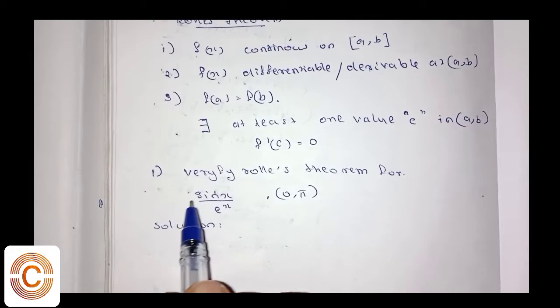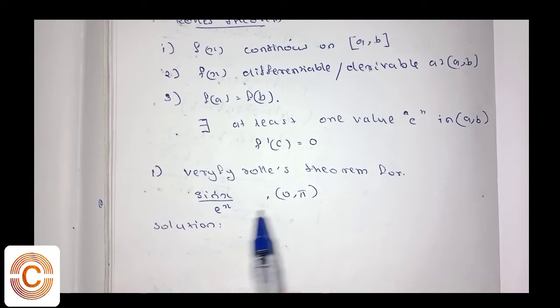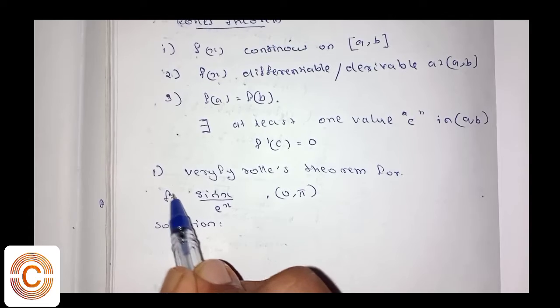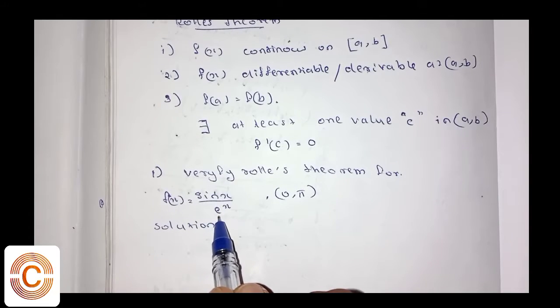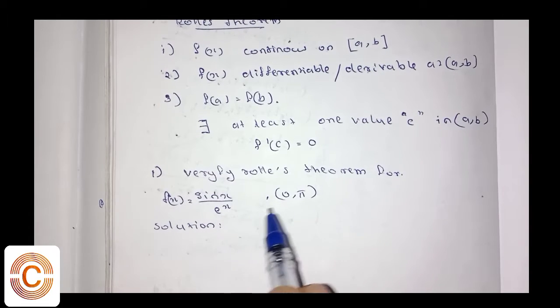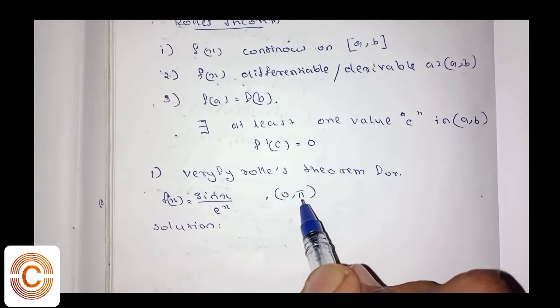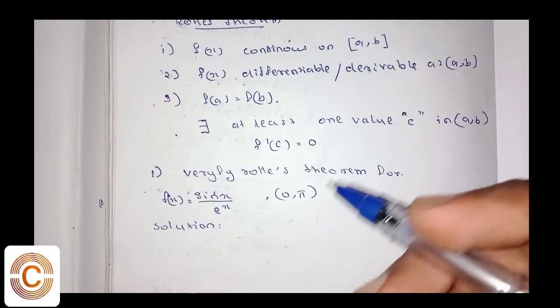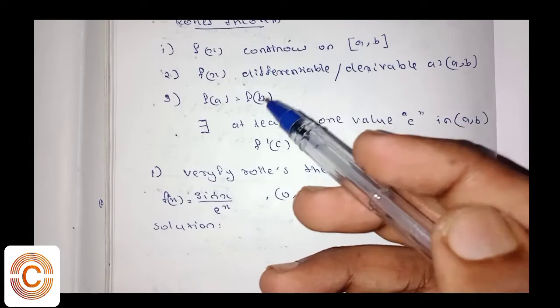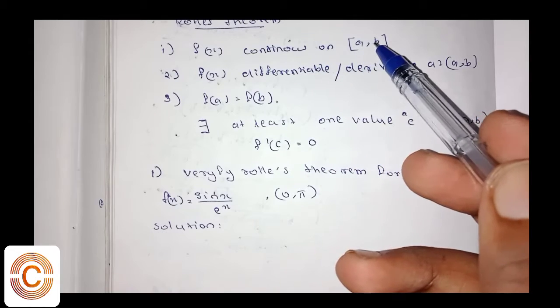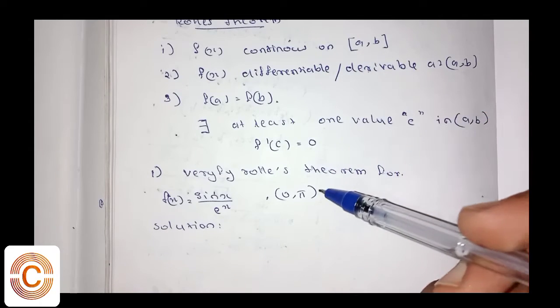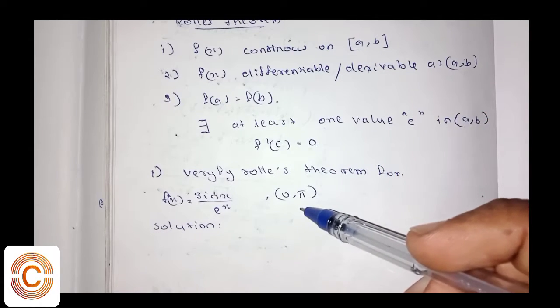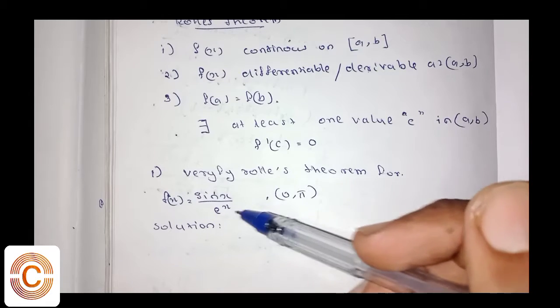So here the given question is: verify Rolle's theorem for the function f of x equal to sin x divided by e raised to x, with the given interval 0 comma pi. So let's find the solution for this function using Rolle's theorem. By the first point of Rolle's theorem, f of x must be continuous on the closed interval [a, b]. Here the interval is 0 comma pi.